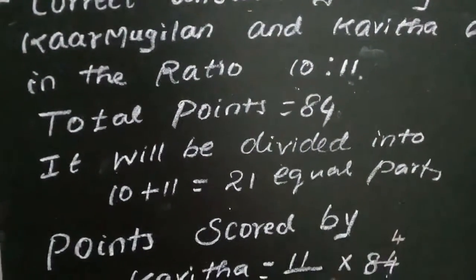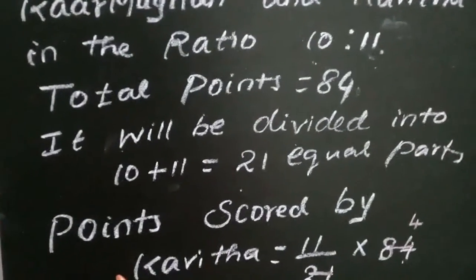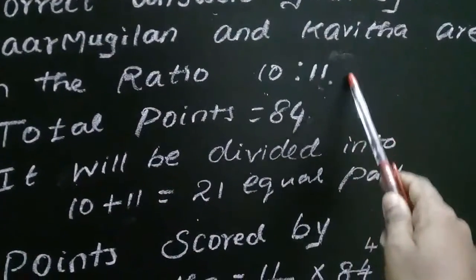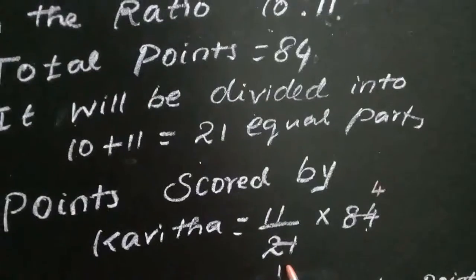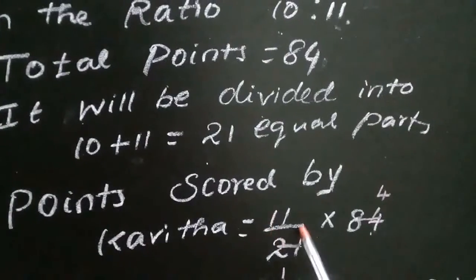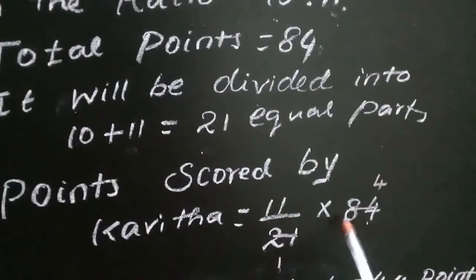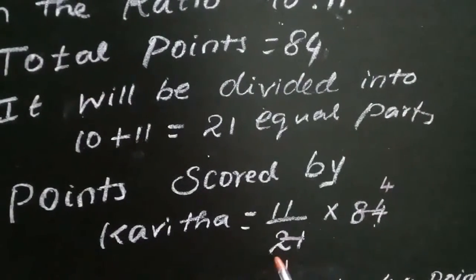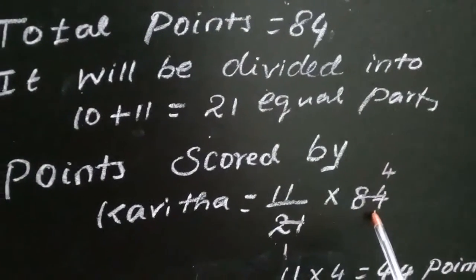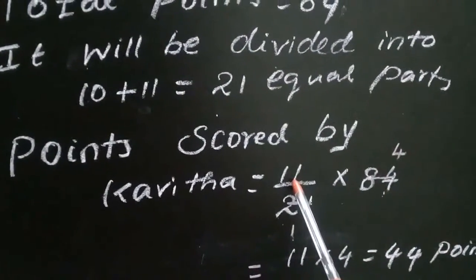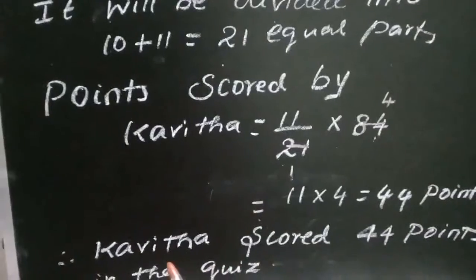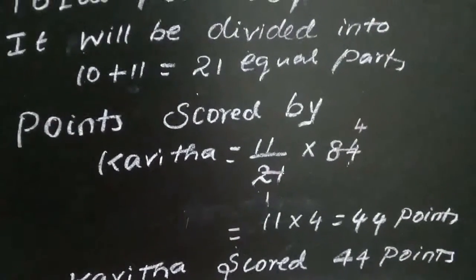We have to find the points scored by Kavita only. So points scored by Kavita equal 11. So Kavita's score is 11 divided by 21. The total number of equal parts is 21. So out of 21 she scored 11. So 11 divided by 21 into the total points, 84. So in the 21 table, 21 ones are 21, 21 fours are 84. The remaining number is 11 in the numerator, 11 into 4. So 11 fours are 44 points. Therefore Kavita scored 44 points.